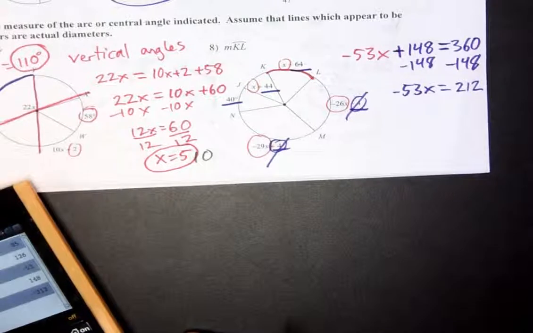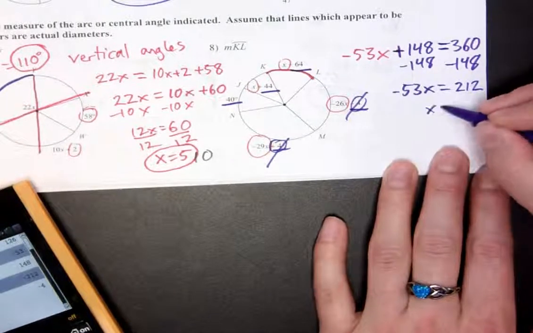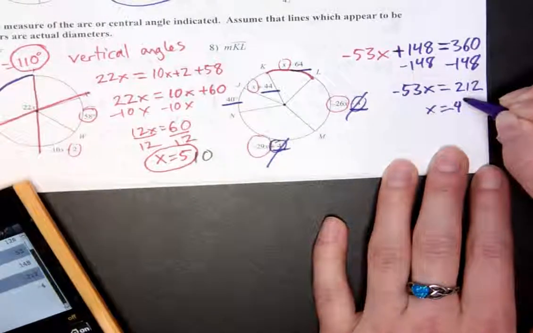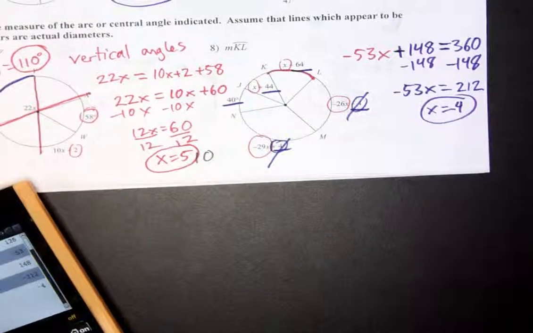Did anyone get the answer before me? Negative 4. And then when we plug in the negative 4, what do we get for KL?